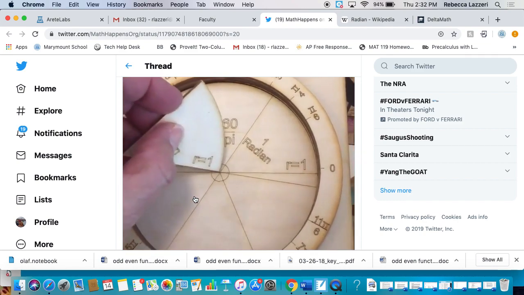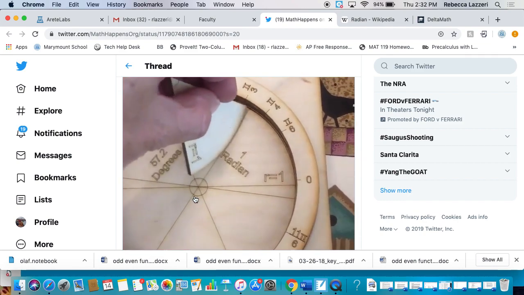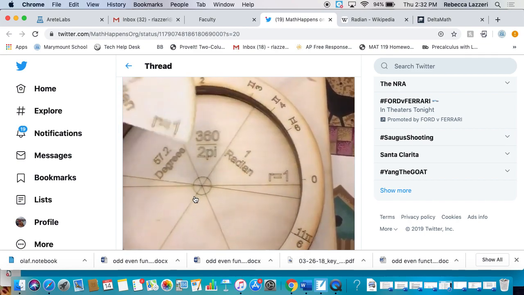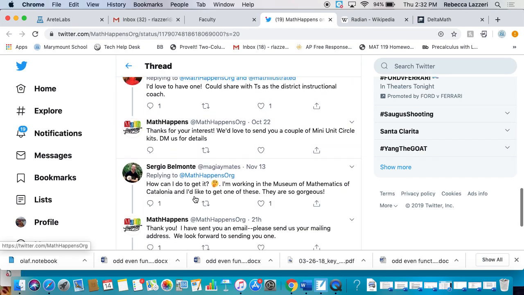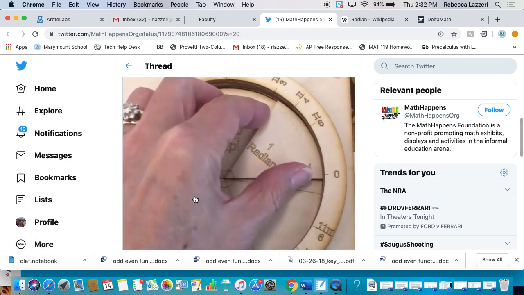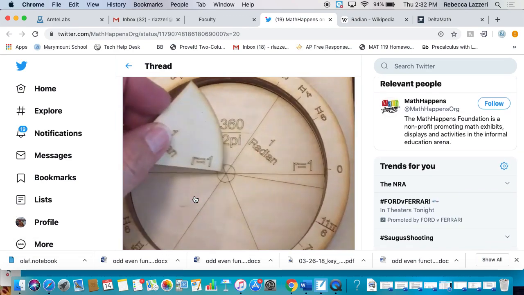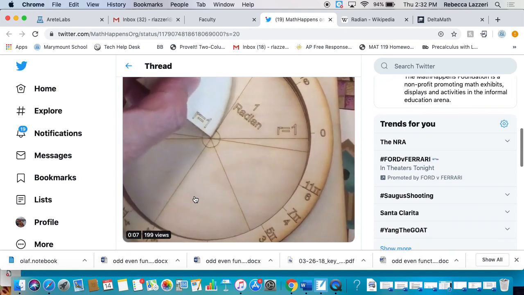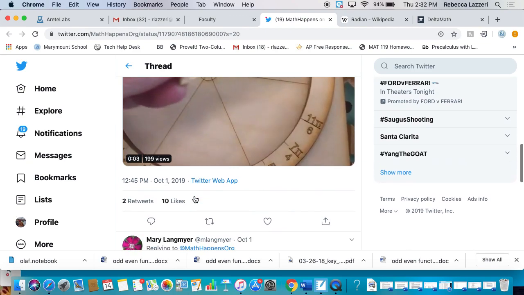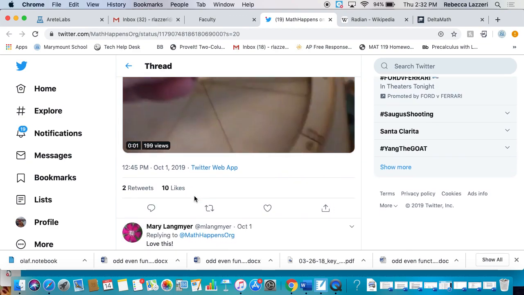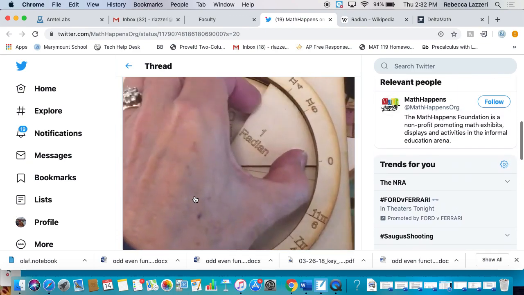I think it's just on repeat. Yeah, it's just on repeat, the same, and then we're going to do something else. If they're just going to keep doing that, it should last longer. Look at all the comments. Love this. Why is it not going further? Because it's only 12 seconds. Maybe there's another. Maybe I can click on Mary Langmeyer, who says love this.